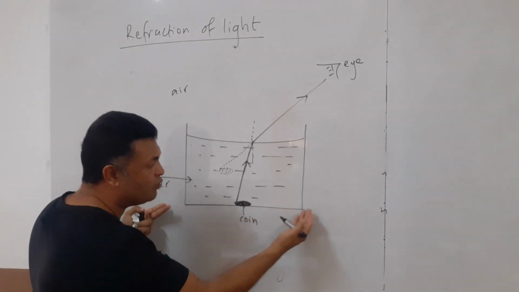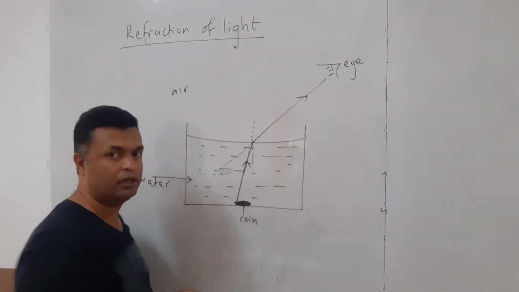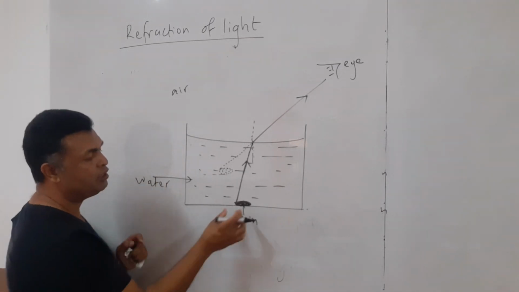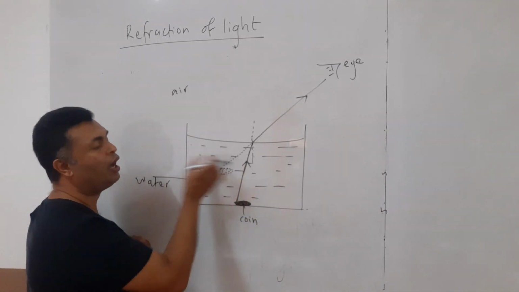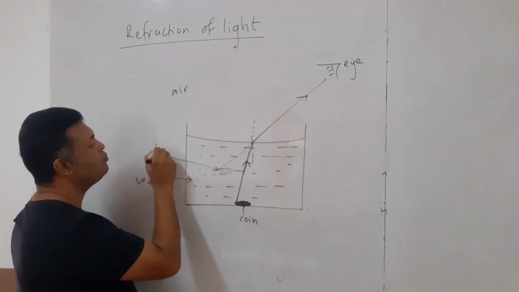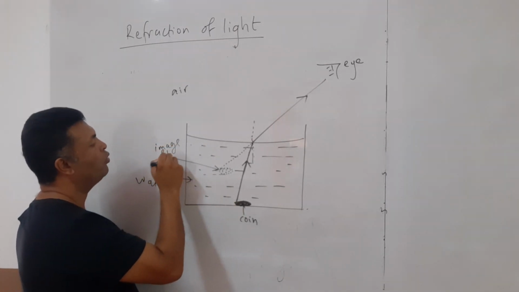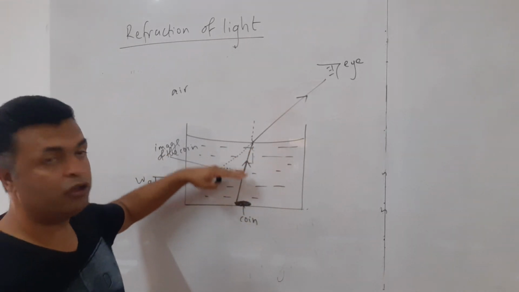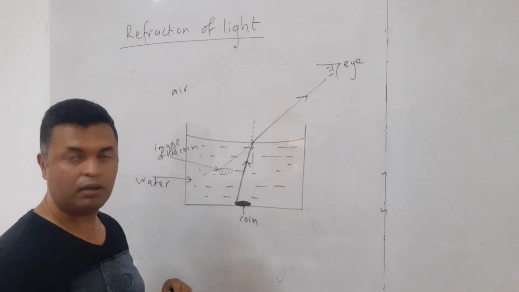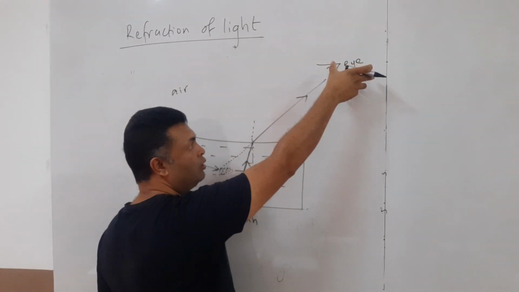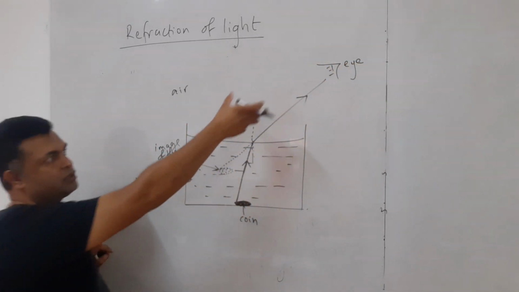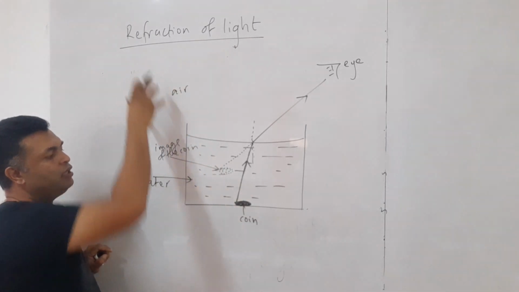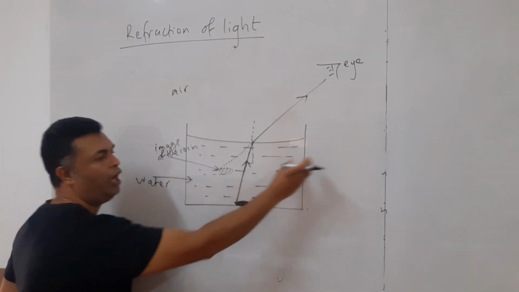Even the base of the tank will be formed here. This is how we will see it. But in reality, the coin is here, but we see it at a higher position. So this is called the image of the coin. You can see the image is higher and a bit to the left here, because the person's eye is here. So when he or she sees the coin, the position will be on this side. If the eye is here, the coin will be higher and to the right.